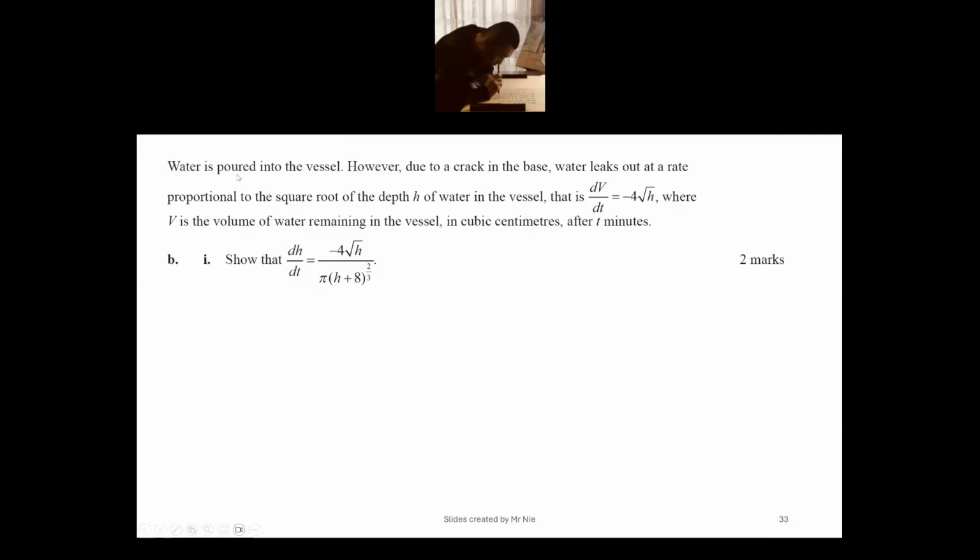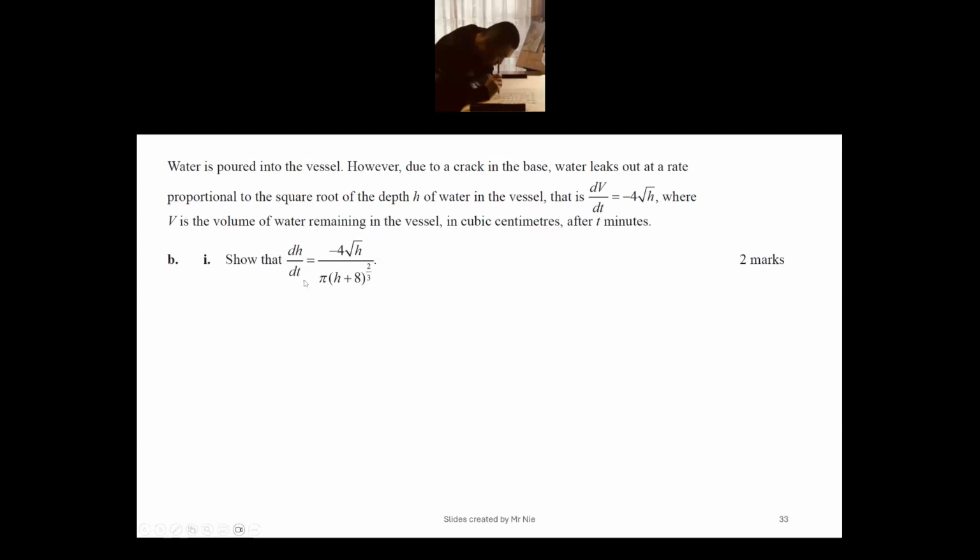And then water is poured into the vessel. However, due to a crack in the base, water leaks out at a rate proportional to the square root of the depth h of water in the vessel. So now it's changing the capital H to a small h, because small h can be anywhere between 0 and a capital H. This is like a variable. And it tells you that dV/dt, the rate of the volume with respect to time, is minus 4 root h. V is the volume of water remaining in the vessel after t minutes.